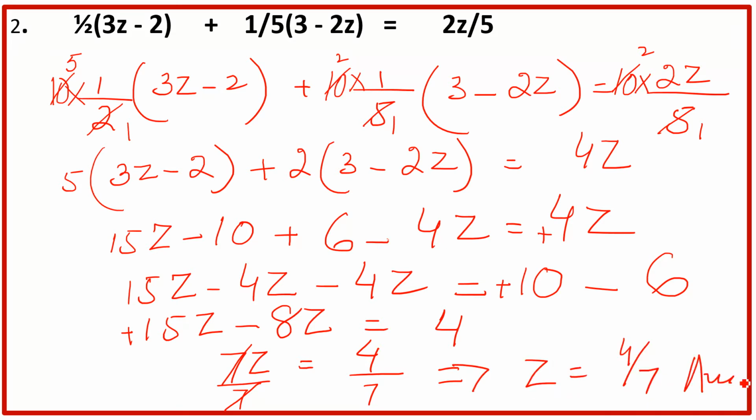And this is our answer. If you want to check whether your answer is correct or not, you have to put the value of z in this equation. Wherever you see z, put 4 over 7. Both sides should be equal at the end. And this is your answer.